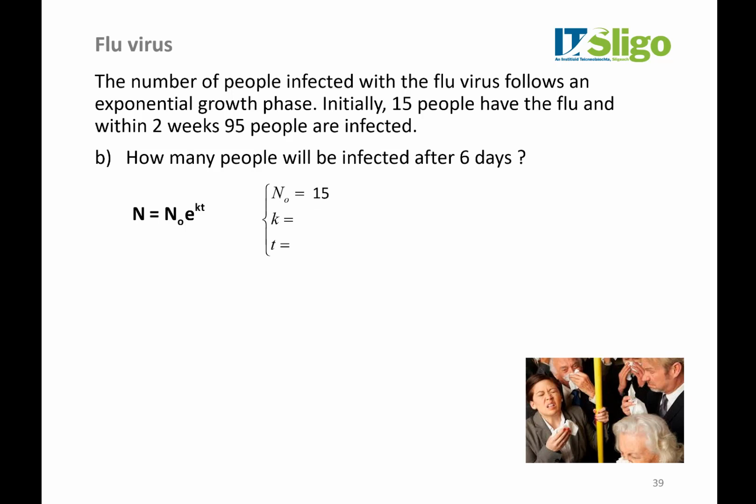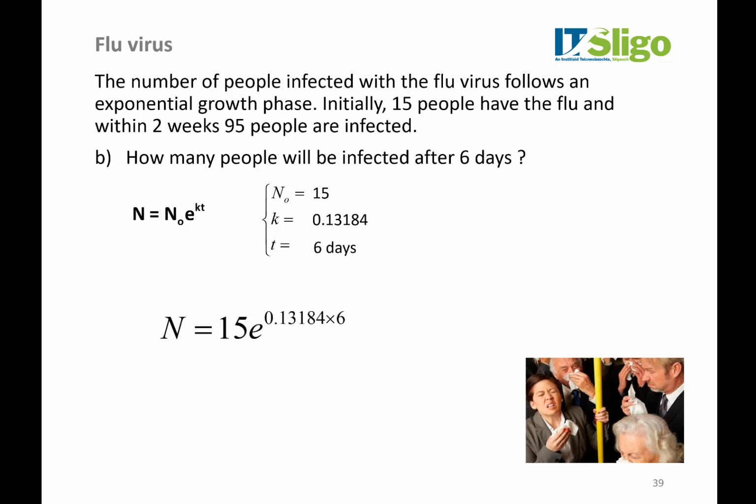So the initial condition is 15, k is this. In the question, these two values will never change. Once you've calculated k, it's never going to change. It's the rate of growth per unit time. And t, in this case, is 6 days.